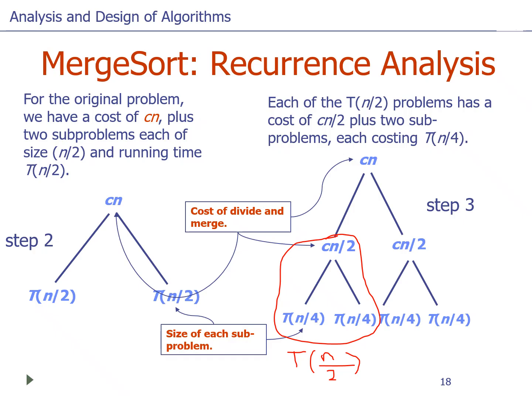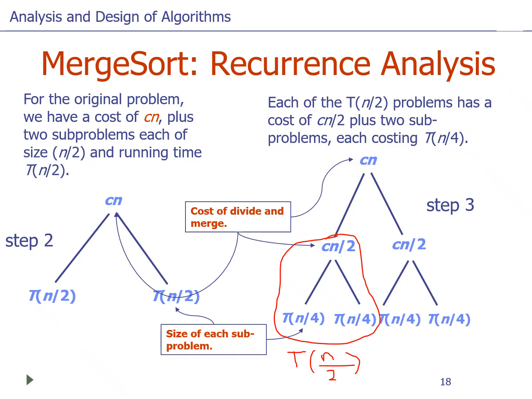So that's what you have here, cn at the root. And then I will create as many children as I have divisions. So I have two divisions, L and R, each takes n by 2. So I've created two children, each doing n by 2. Now I won't stop here, and I'm going to expand further to T of n by 2 and the other T of n by 2.